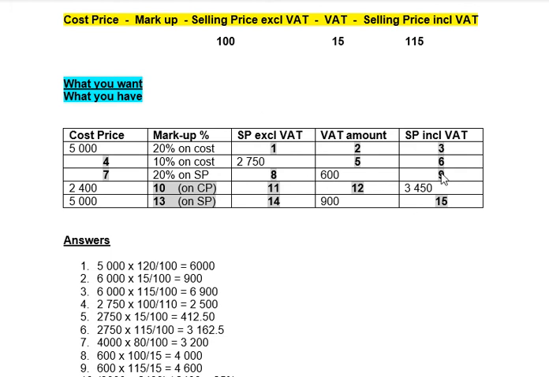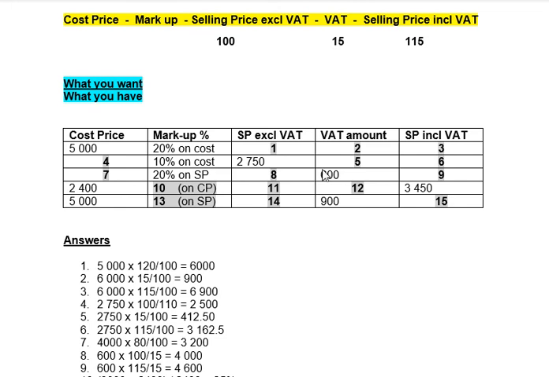Okay, so for number 9, let's see if we have any of these three. Yes, we have 600. So we have the 15. What do I want? Number 9, I want the 115. What I want over what I have, the 115 over the 15. So I'm going to take the 600 times by 115 over 15. What I want over what I have. So therefore number 9 will be 4,600. Then you can simply say 4,600 less the VAT will give me the before VAT amount of 4,000.